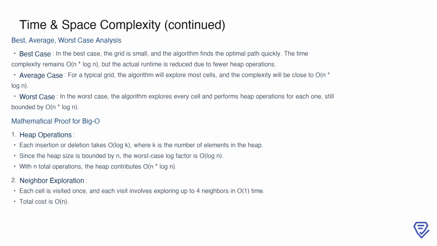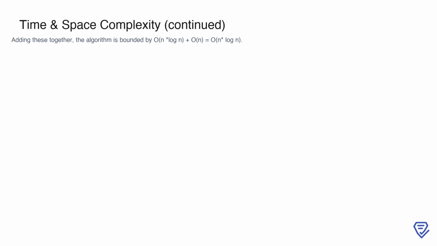Additionally, neighbor exploration involves visiting each cell once and performing constant time checks for up to 4 neighbors, which contributes O(n). When we combine the contributions from heap operations and neighbor exploration, the overall time complexity of the algorithm becomes O(n log n) plus O(n). Since O(n log n) dominates O(n), we simplify the expression to O(n log n). This final bound captures the efficiency of the algorithm and highlights its scalability for large grids.